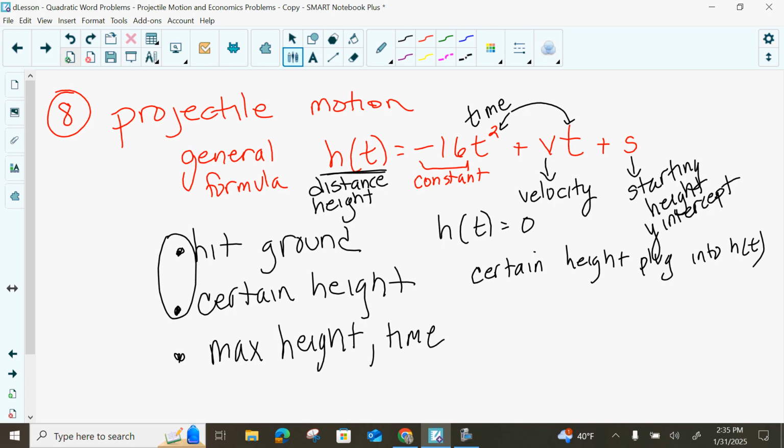So for those two, you want your equation to be 0, and you're going to either factor it, complete the square, or use the quadratic formula. Honestly, you're probably never going to complete the square. You're probably going to factor or use the quadratic formula.